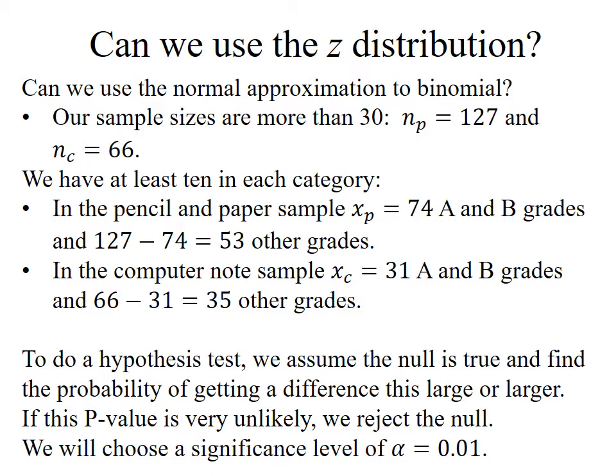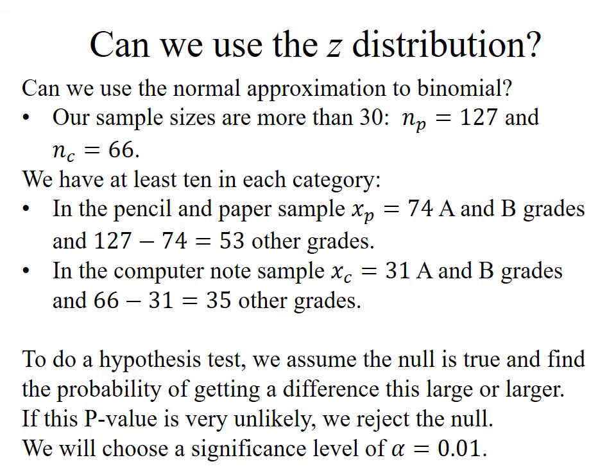We also need to double check that we've got at least 10 in each category. In this case, 74 people got A's and B's in the pencil and paper group, and 127 minus 74 is 53 people getting other grades. That's fine. Both 74 and 53 are larger than 10. Similarly, in the computer note-taking sample, 31 people got A and B grades, and 66 minus 31 leaves 35 people getting other grades. Great. 35, 31, 53, and 74, all four of those numbers are larger than 10. So we're good to go here.